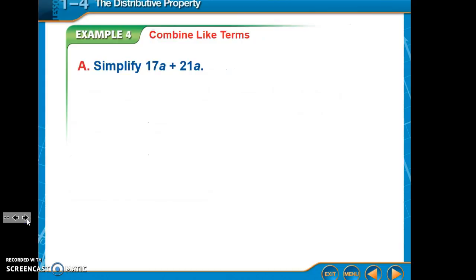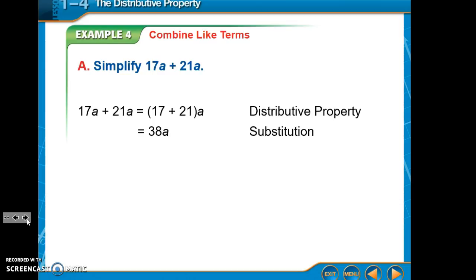All right, example 4. So we're going to combine like terms. We need to make sure that what we're combining is exactly the same. So here we have 17a plus 21a. They're both like terms. They both have a coefficient, which is the number in front, and then the variable, which is the letter. So when we combine 17a plus 21a, we're removing the a to use the distributive property, but we're going to add the numbers together, and we have 38a. Questions on that one?